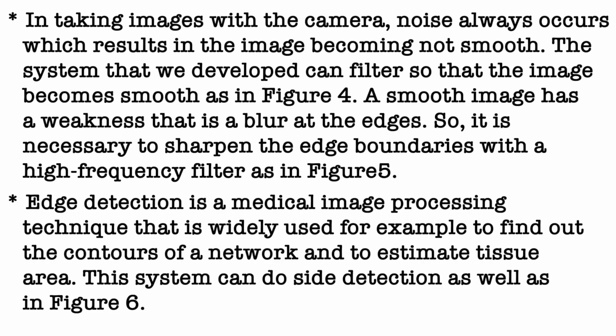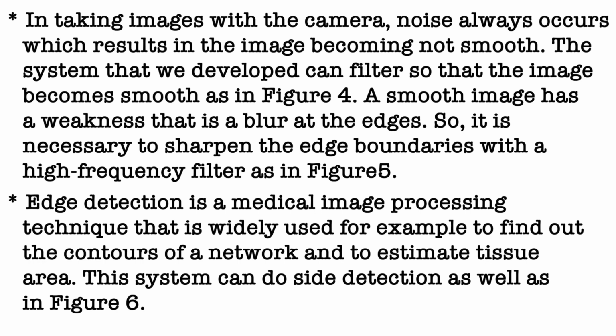So, in this way, we are turning our grayscale levels with the overexposed and underexposed images with pre-processing techniques. In taking images with the camera, noise always occurs, which results in the image becoming not smooth. The system that we developed can filter so that the image becomes smooth as in figure 4. A smooth image has a weakness, that is a blur at the edge. So, it is necessary to sharpen the edge boundaries with a high frequency filter as given in the figure.